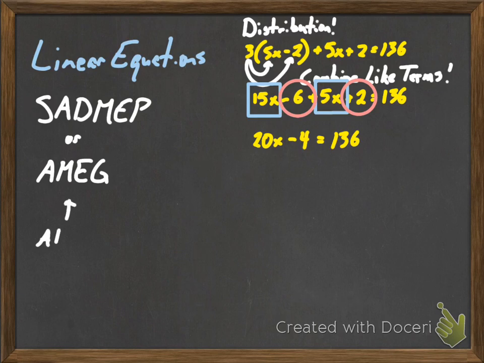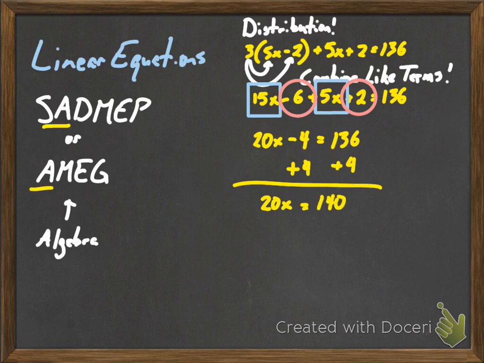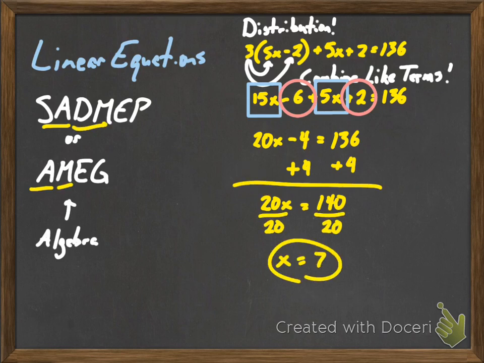Really what algebra does is it's undoing arithmetic. The next thing I'm going to do, now that I have 20x equals 140, is ask: can I divide or multiply? Yes, I can divide both sides by 20. That's going to leave me with x equals 7.